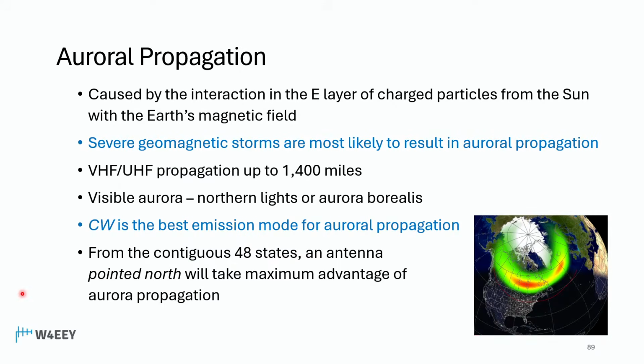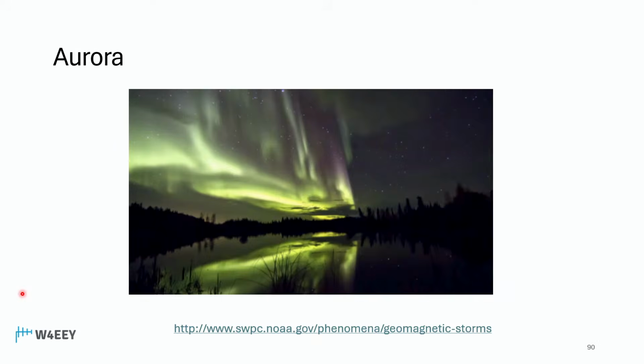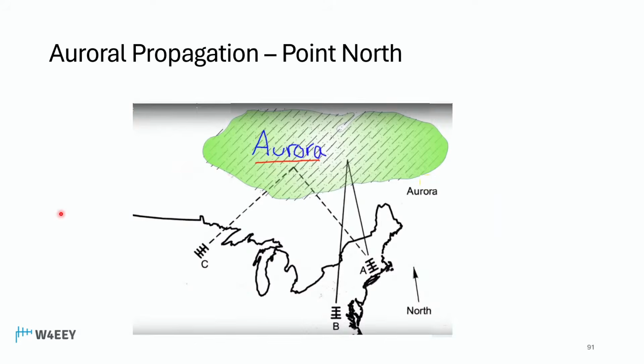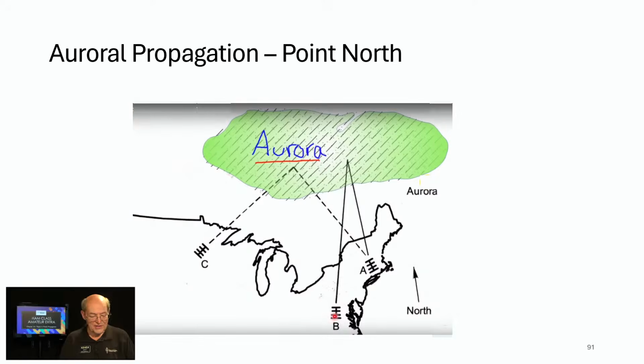And the trick is you've got to be pointed north from the contiguous 48 states, United States. Pointed north will take maximum advantage. Here's a picture of northern lights. NOAA's got a whole bunch of really nice pictures of northern lights. Very beautiful. And here's how you do it. You point your antennas north toward the pole into the auroral zones, if you want to call it that.